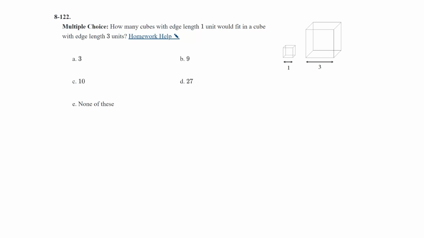Question 122. How many cubes with edge length 1 unit would fit in a cube with edge length 3 units? There are a couple different ways to look at this depending on how much information you know. But if I create a cube kind of in the front here, you could create 3 of them, so I'd go 3 across. You could also stack these 3 high. And then same thing back here, you would stack them 3 deep. And so therefore, you're going to have 3 by 3 by 3, which would be 27 1 by 1 cubes in a cube that has a length of 3 units.